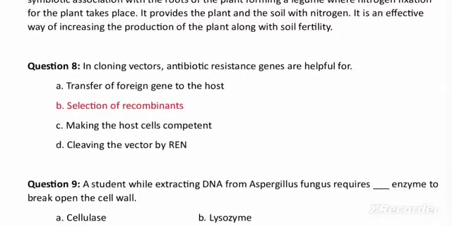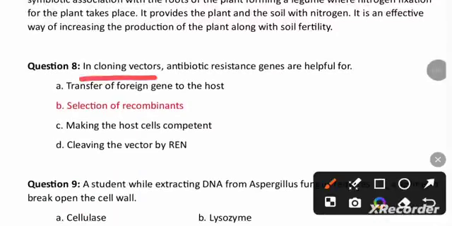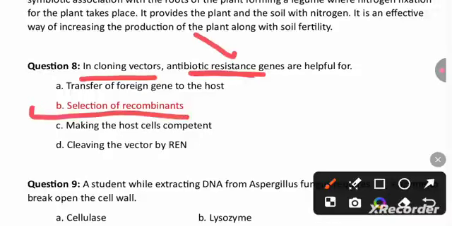Cloning vector like plasmid pBR322 has antibiotic resistance genes, the tetracycline and ampicillin resistance genes, which are very helpful. These are all selectable markers. Antibiotic resistance genes are the selectable markers. They help in selection of recombinants or transformants.